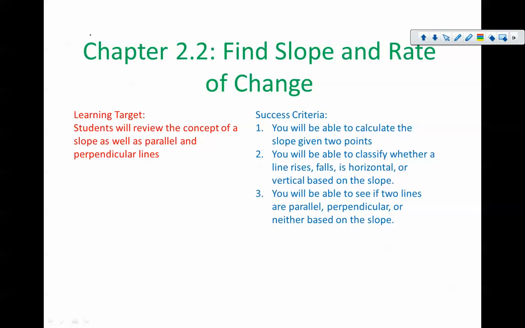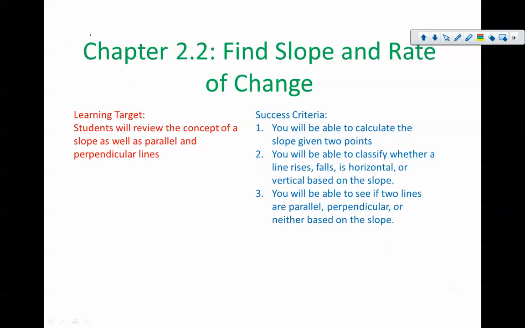This is chapter 2.2, the first of our chapter 2 videos. We're skipping 2.1. In this video, we're going to be finding slope and rate of change. This is a review concept from algebra.